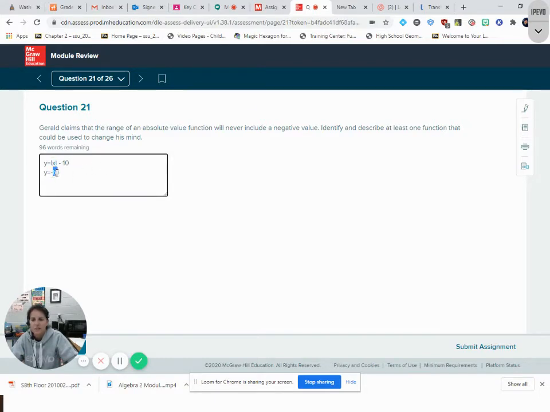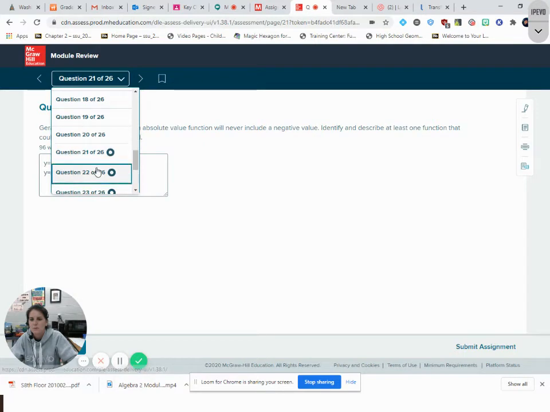I'm looking at the same thing. If I was to plug in a 1 here, or even a negative 1, I get out a 1, but then that negative outside of there gives it a negative value. So both of these would have range values that end up being negatives.